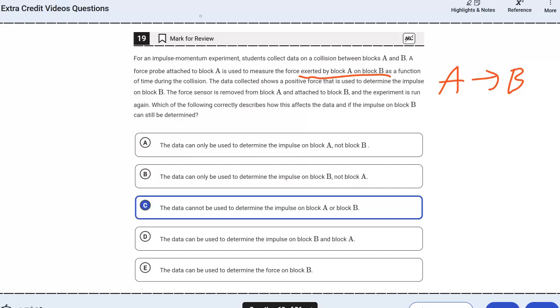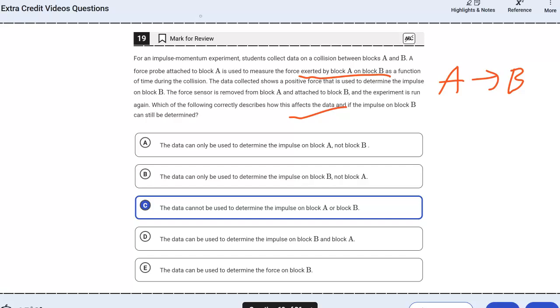The data collected shows a positive force. To determine the impulse on block B, the force sensor is removed from block A and attached to block B. The experiment is run again, which is fine. How this affects the data and the impulse, and if the impulse on block B is determined.